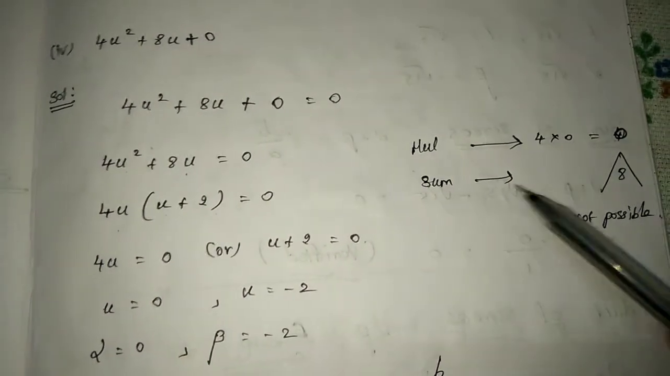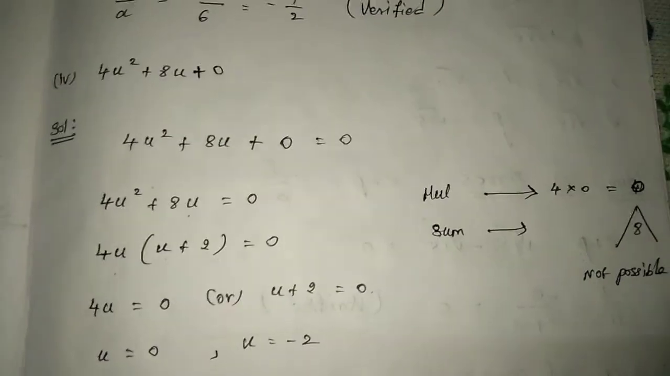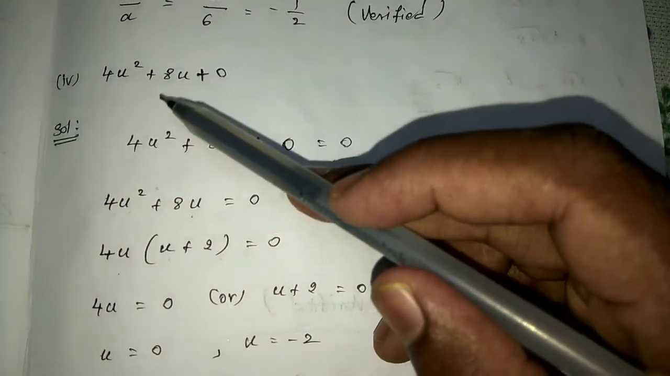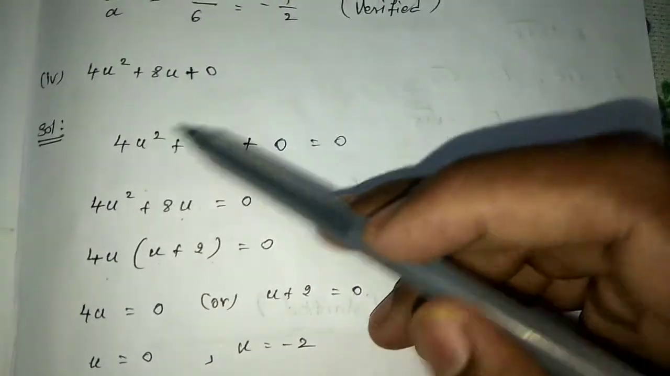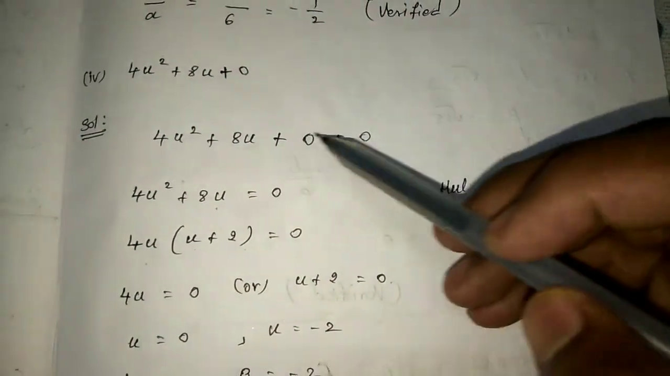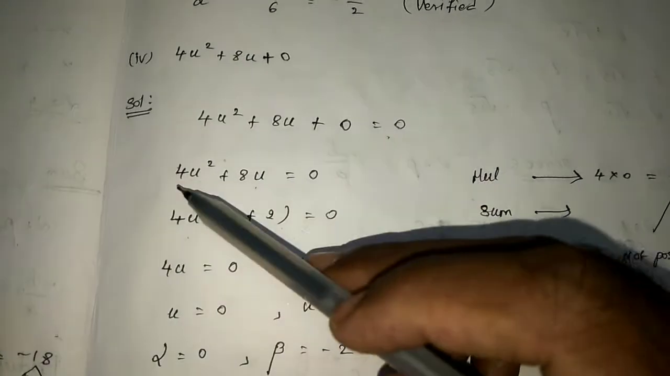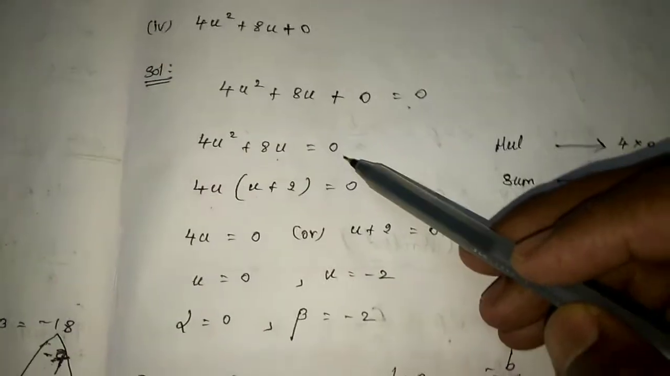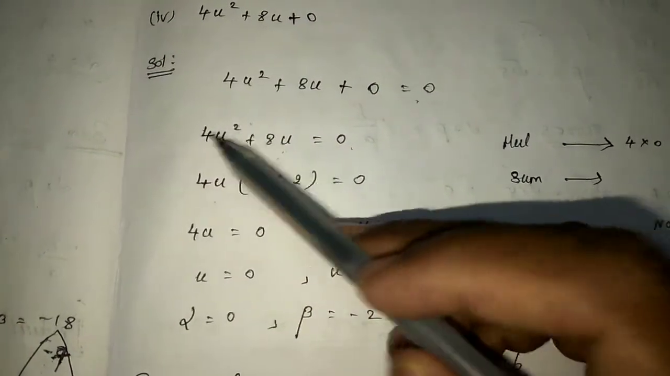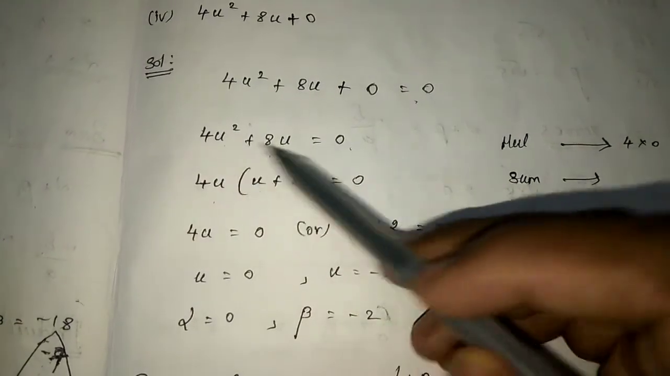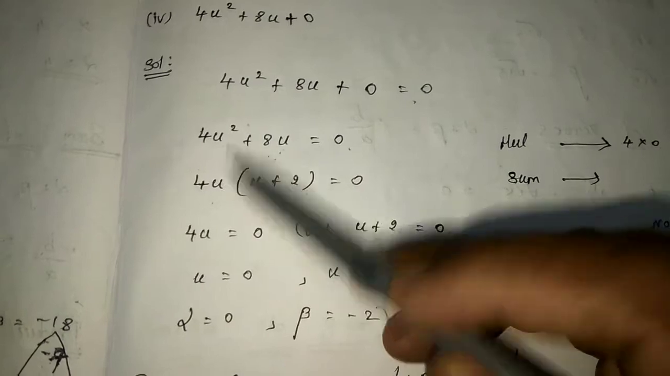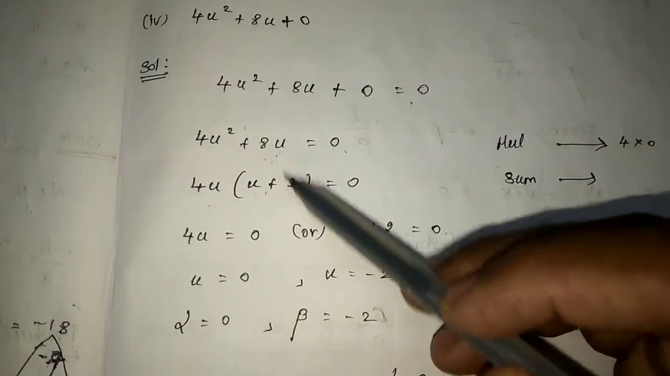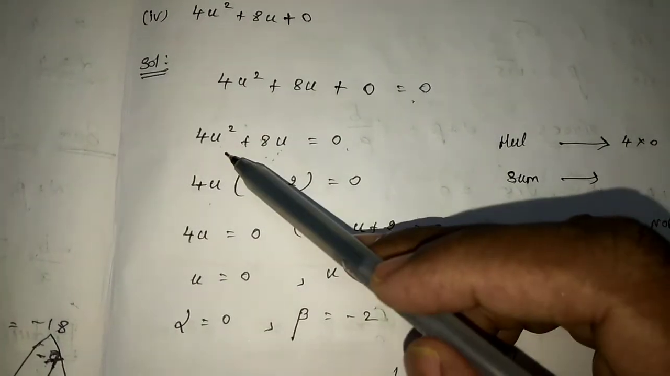Clear? So in this problem, 4u squared plus 8u plus 0, there is no constant term, so we can easily find the factors. Now the same thing is equal to 0. Next, 4u squared plus 8u equal to 0. Now 4 is common in both terms and u is also common. So you should use the common factorization method. Now you can take 4u as the common factor, then u plus 2 here.